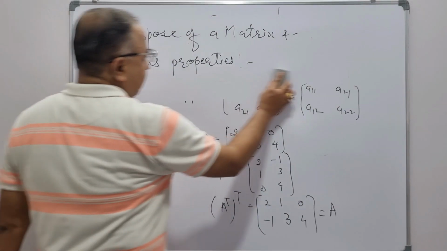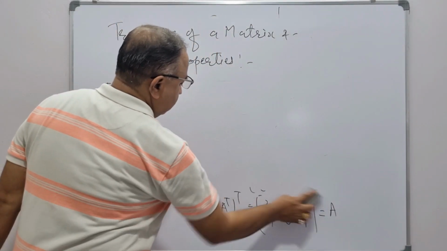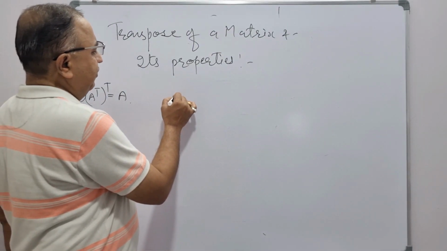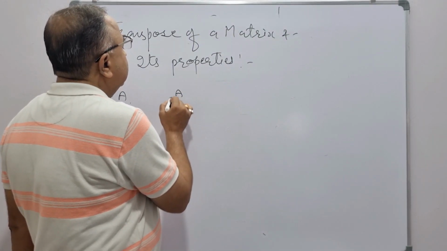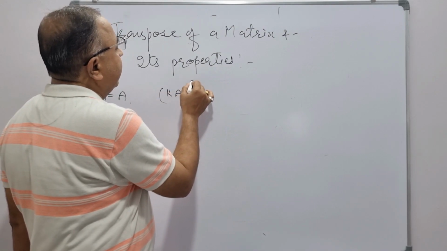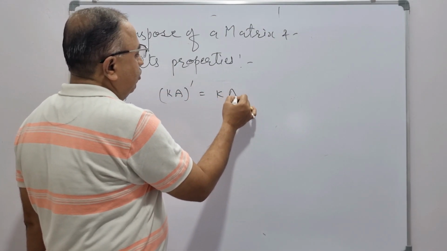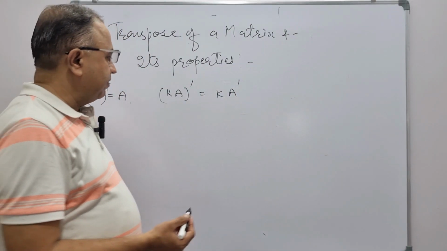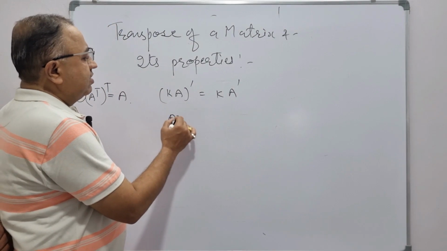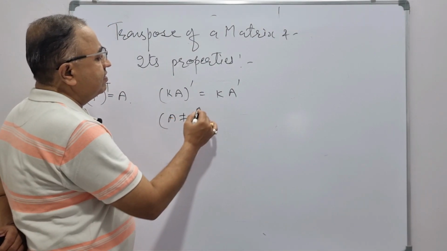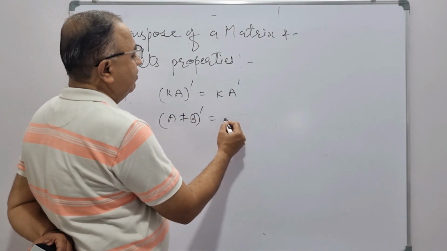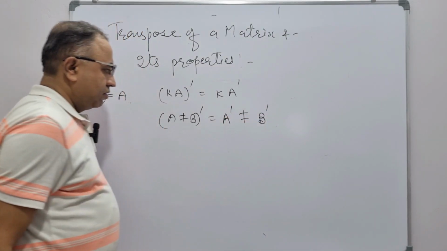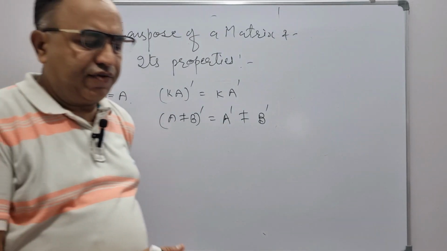Now we discuss other properties of transpose. You can easily see without verification that if you multiply a scalar by a matrix and find its transpose, the scalar will come out. It's only the transpose of a matrix, nothing to verify about this, right? Another property is that the transpose of a sum or difference is the same as the sum or difference of the transposes. This is the second property. This also you can easily verify.